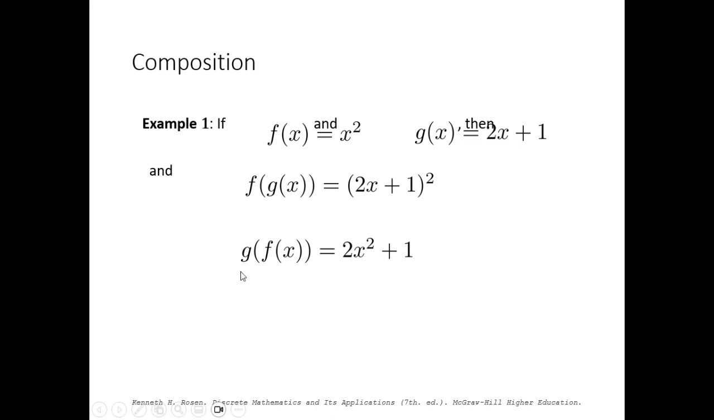And similarly, g of f of x: f of x is x square, g of x is 2x plus 1, so this becomes 2x square plus 1. Again, f of g of x and g of f of x are not the same. So in other words, f of g and g of f are not the same operations. They are not equal operations.